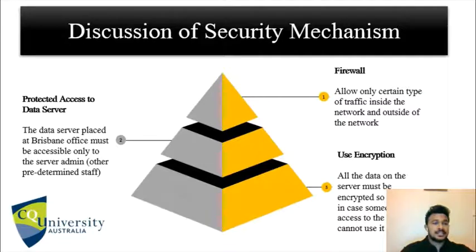Next, discussion of security mechanism. In this mechanism, there are three steps or layers: firewall, protected access to data server, and encryption. The first layer in the mechanism is the firewall. What is a firewall? A firewall protects your system from malicious traffic. A firewall is a network security device that monitors incoming and outgoing network traffic and decides to permit or block data packets based on a set of security rules.